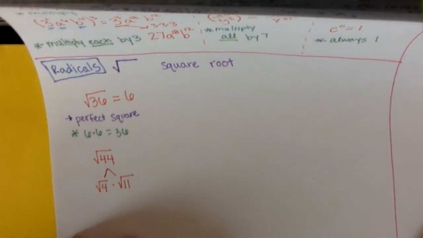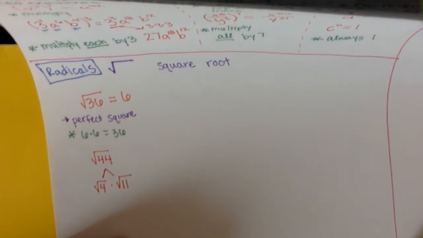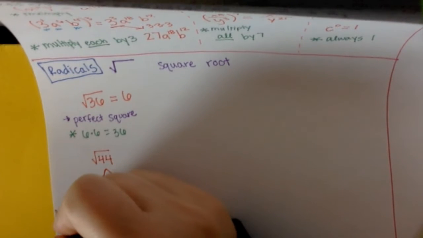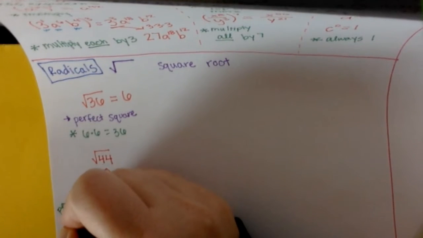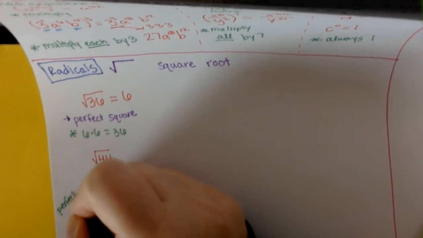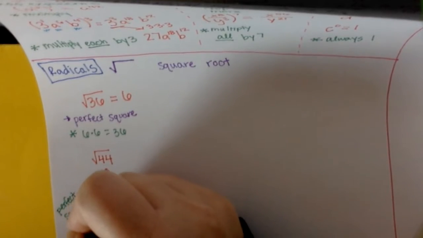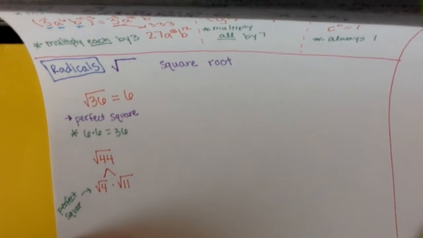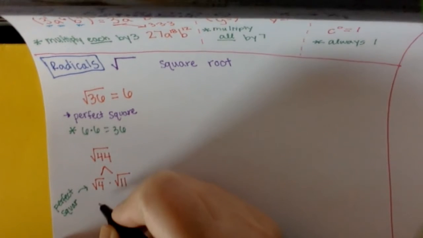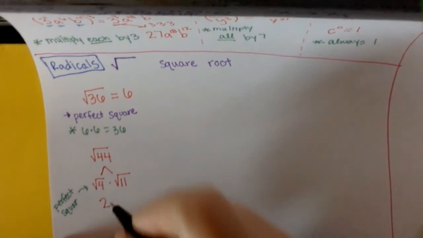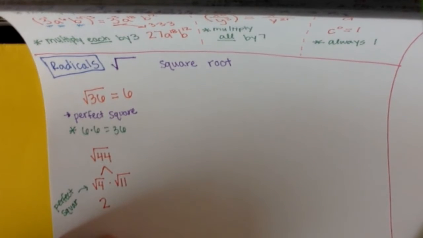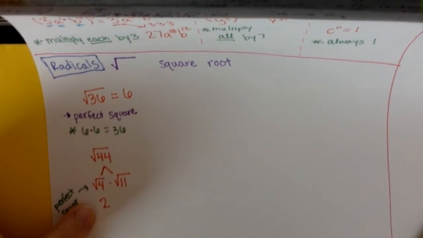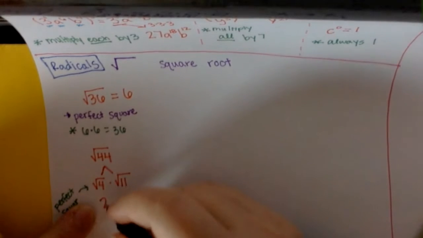And the reason why we want to pick 4 is because that 4 is a perfect square. So we can actually simplify that. We know the square root of 4 is 2. And when we write that 2, we can take it out of that radical. And then we don't know the square root of 11. So that's going to stay inside the radical.